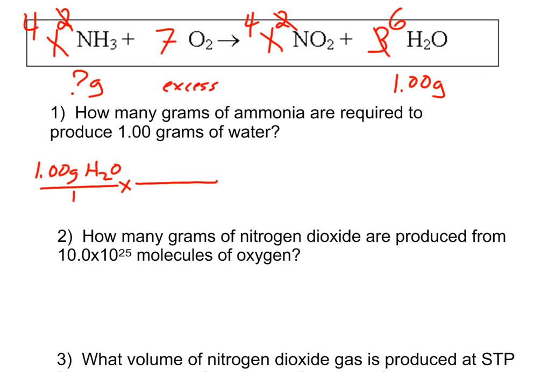And so now we just have to figure out the way we're going to do this. Well, remember that the way we get from one thing in an equation to another is by using the coefficients in the mole ratio. So we can get from the water to the ammonia from moles. So it makes sense then. The first thing we're going to do is go from grams of water to moles of water.